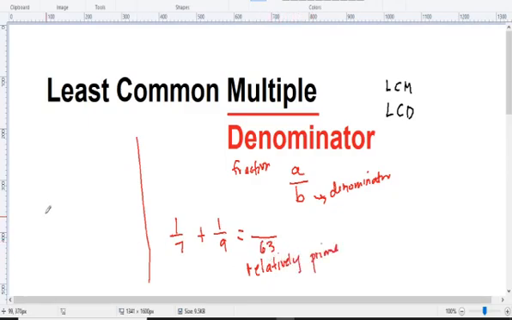Now, if you have 6 and 8, obviously you cannot apply that rule because 6 and 8 have a common factor, which is 2, and then you have to go back to the technique that we used.